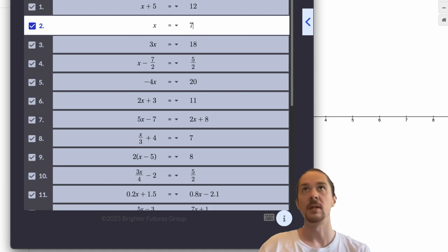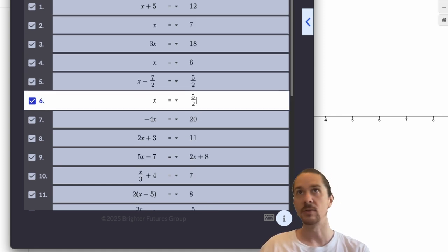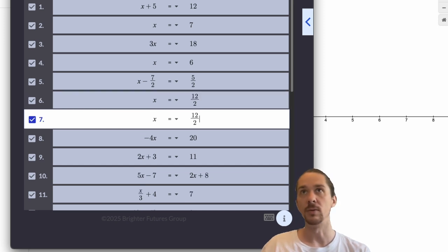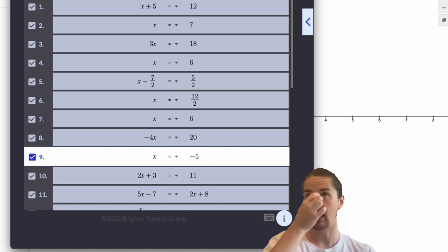So I'm going to subtract 5 from both sides. We get x equals 7 for the first one. Next one, I'm going to divide both sides by 3. We get x equals 6. Next one, I'm going to add 7 over 2 to this side, which is going to give us 12 over 2, and 12 over 2 is 6. All right, next one, let's divide both sides by negative 4. That means 20 is going to become negative 5.